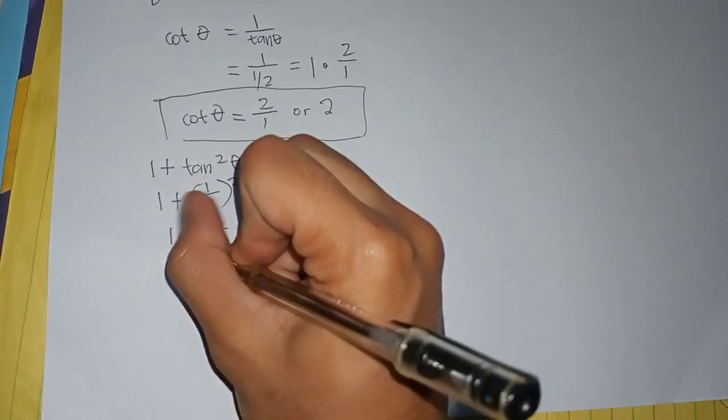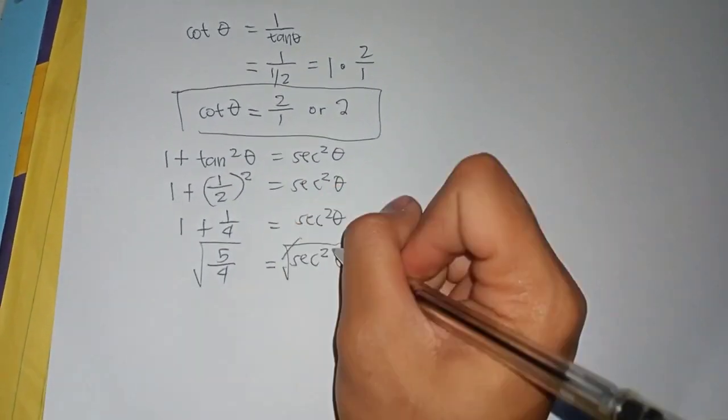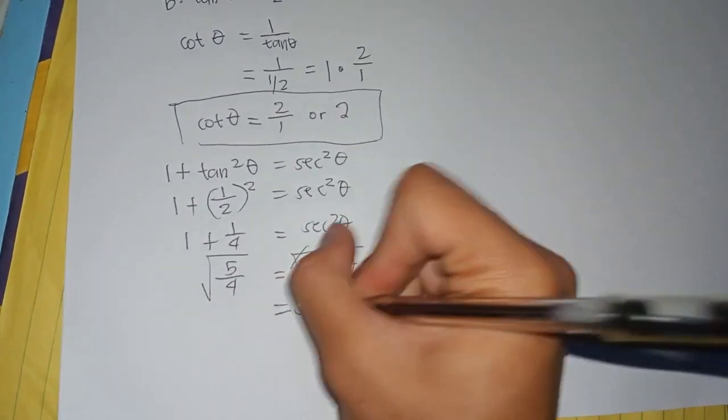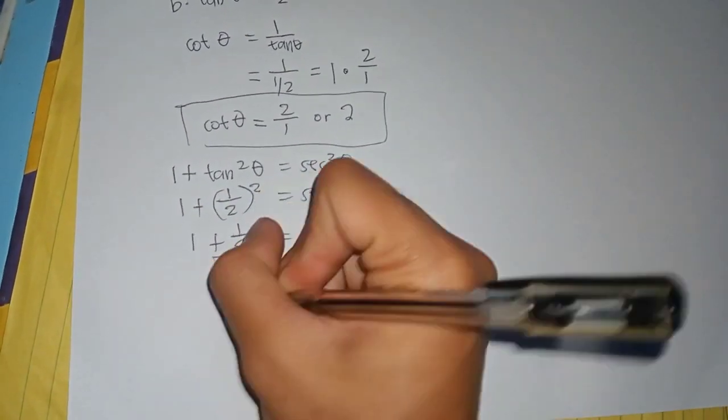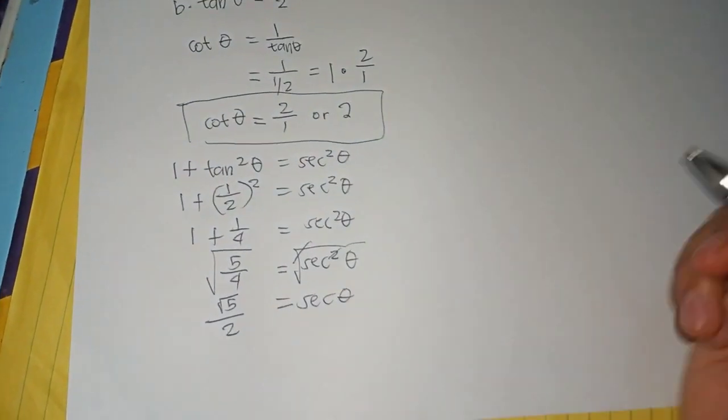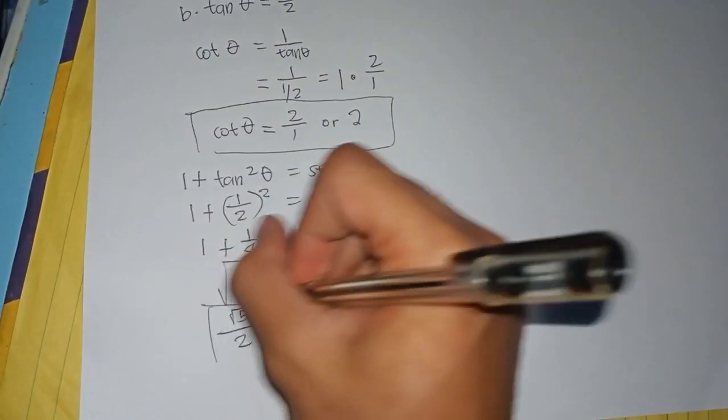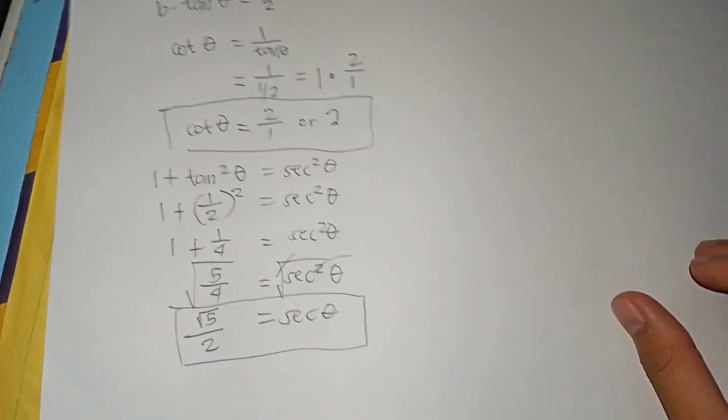So next is take the square root of both sides. So the square will be removed, and what remains is secant theta, so square root of 5 over 2. So this is going to be our secant, square root of 5 over 2.